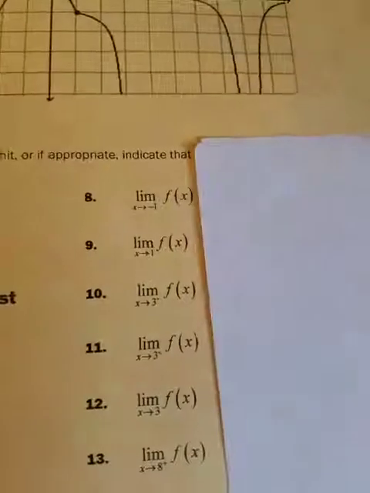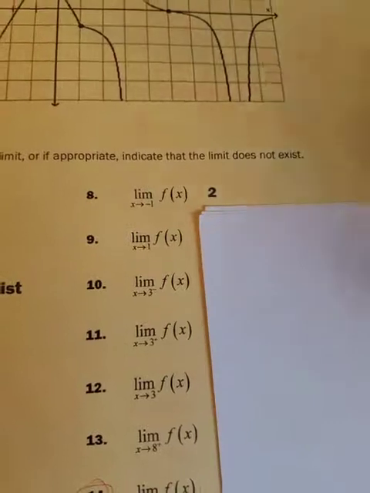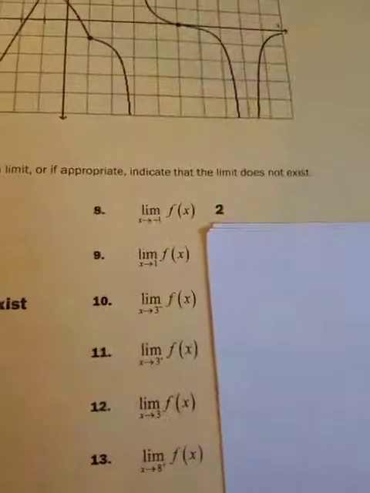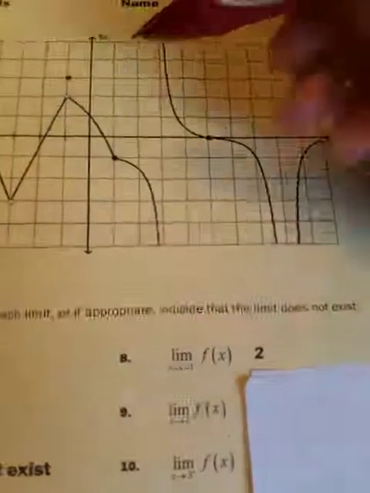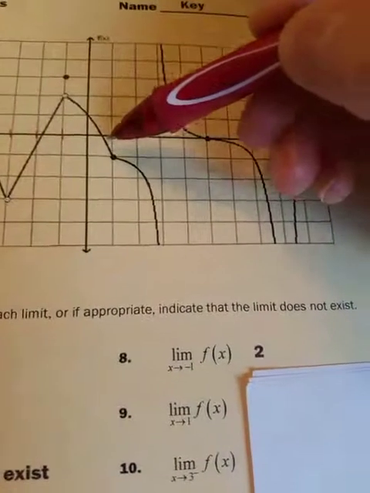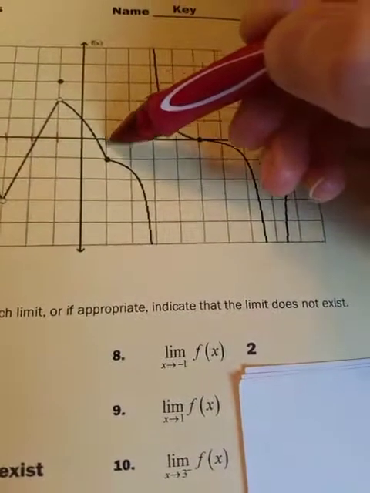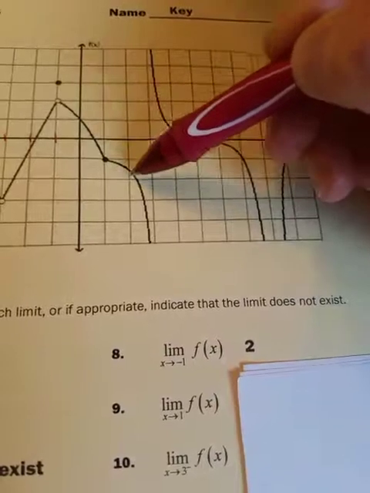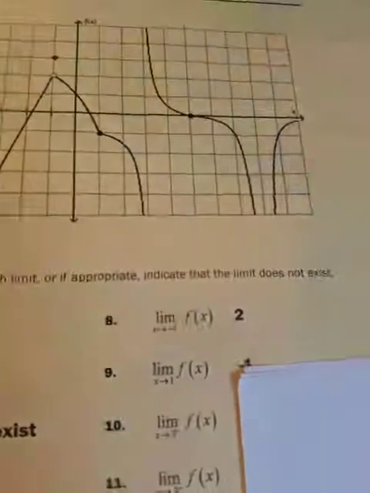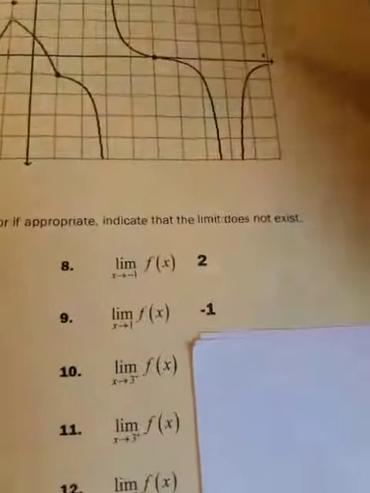All right, so after 6 and 7, remember they both asked from -1 from the right and left. They were the same value. So therefore the limit at -1, because they were the same value, is 2, coming in from the right and the left matched. So now, random one, limit as x approaches 1. Notice we didn't ask you from the right or left, but you have to check and make sure it's coming in to the same number. So here's 1. Coming in from the left, it's coming to -1. Coming in from the right, it's -1.